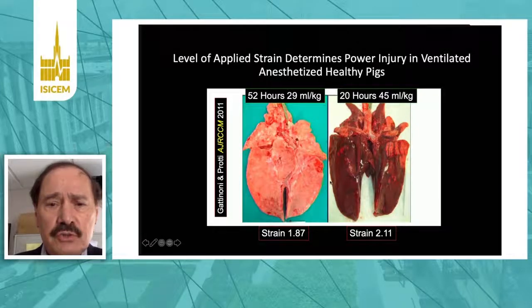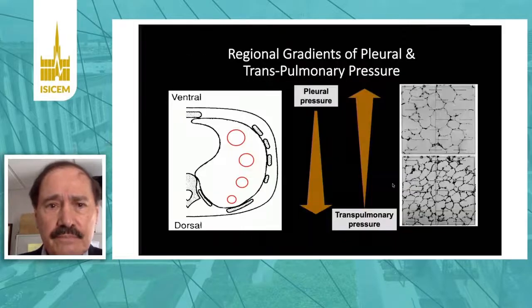not much happens to the lungs at the end of 52 hours. But after only 20 hours, at 45 milliliters per kilogram, which is a larger tidal volume, a higher strain, complete devastation of the lung. And what do you notice here then? It's that a threshold for strain must be crossed. That's also true within the lung.